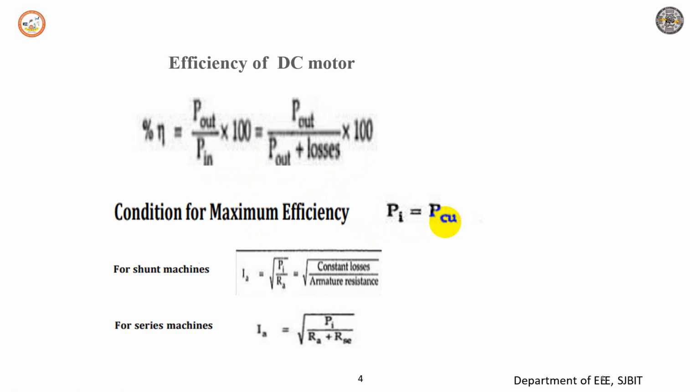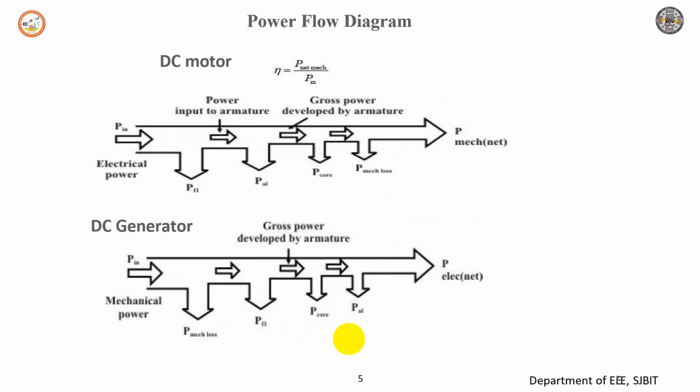In case of a DC motor or DC generator, the condition of maximum efficiency remains the same. The maximum efficiency occurs when Pi is equal to Pcu. Considering this condition, if you derive the equation for Ia for a shunt and series machine, the load current Ia is given by square root of Pi by Ra for shunt, and for series Ia is equal to square root of Pi by Ra plus Rsc.